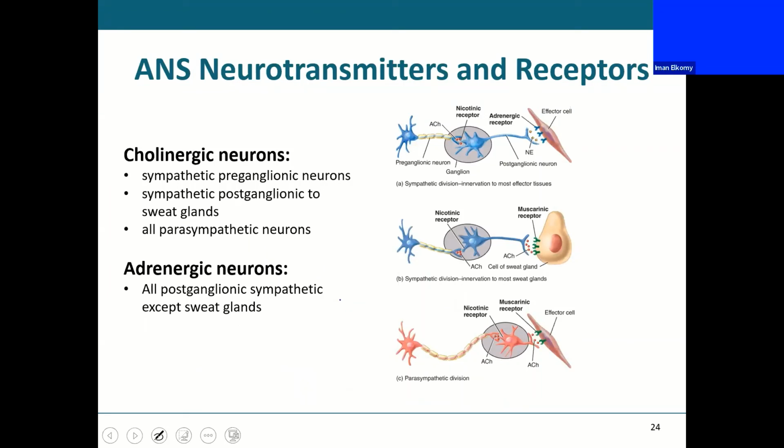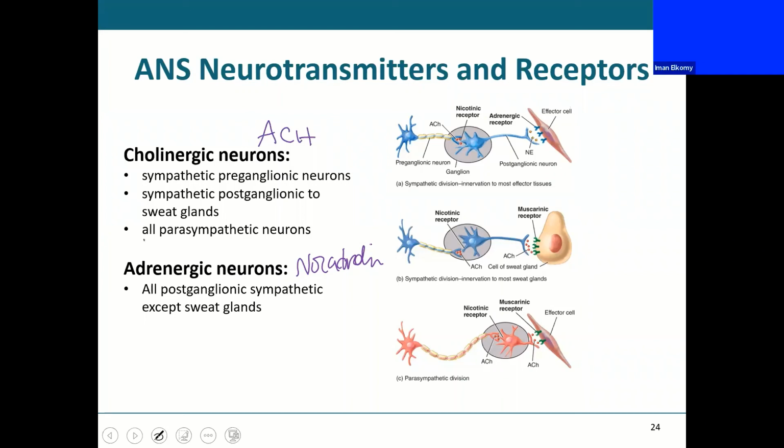Cholinergic neurons, adrenergic neurons. Cholinergic neurons are releasing what? Acetylcholine. Adrenergic neurons are releasing what? I can't even spell it. Let it go. Okay. So which neurons are cholinergic? Which neurons are adrenergic? Meaning which neurons secrete acetylcholine? You ready?